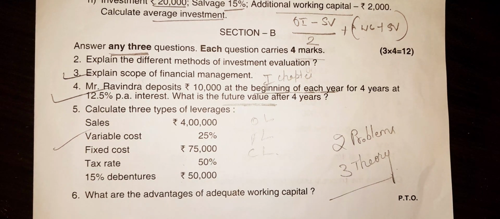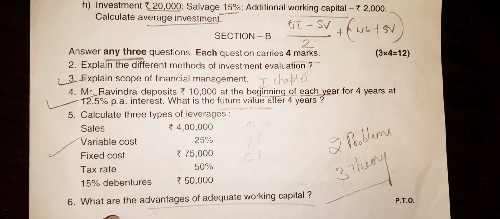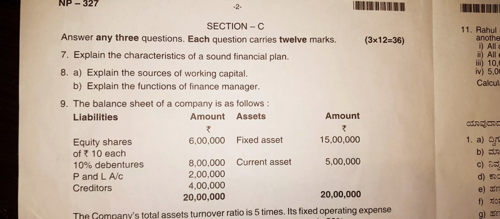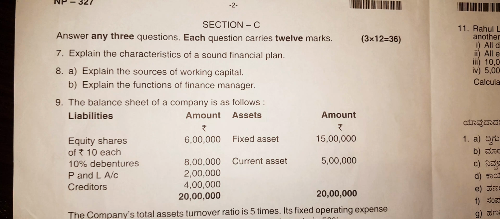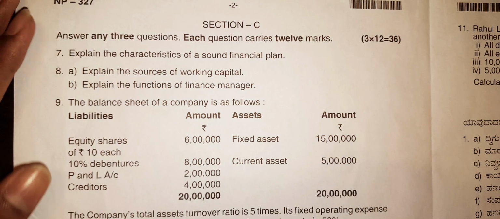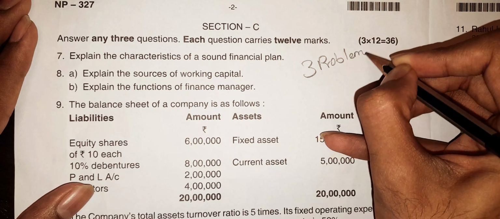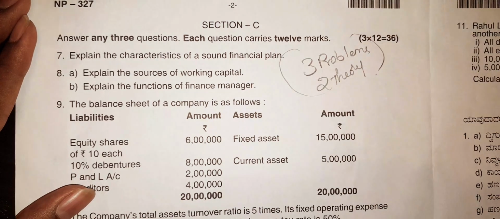Next, they had asked what are the advantages of having adequate working capital. That also they had asked. Next, section C. Section C also, all questions were very easy. Total 5 questions they had asked. In that, 3 questions you were supposed to solve. In that, 3 problems they had given and 2 theory questions they had asked in section C.